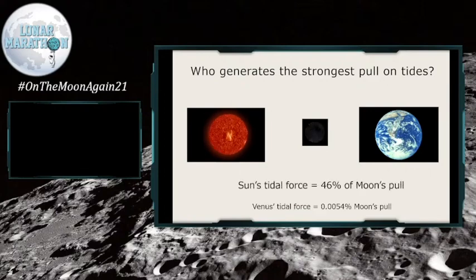Well, the moon has the biggest pull of all, and the sun's average tidal force on the world's oceans is actually less than 50% of the moon's pull. Then the next biggest planet is Venus, and it's only 0.005% of the moon's pull. So virtually all the tides that we see on the oceans come from a combination of the sun and the moon.